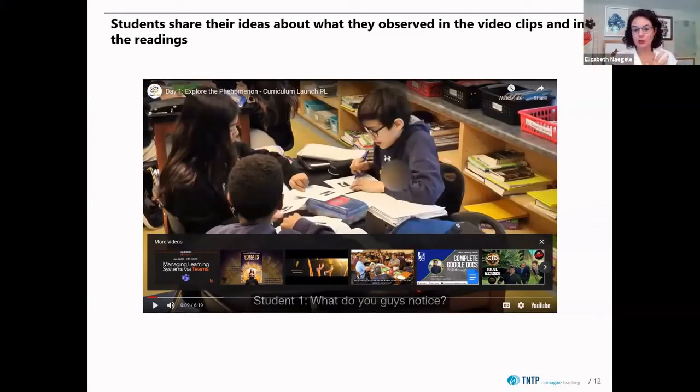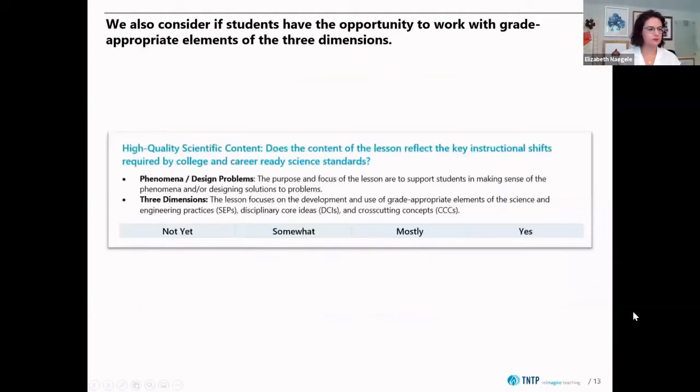There was another student who talked about prior knowledge of underwater mountains near Hawaii. So kids had an opportunity to see the phenomenon, to experience it, and then also to engage with it on their first day of this unit. So that's definitely a yes for that indicator. It's a strong example of a phenomenon in practice.